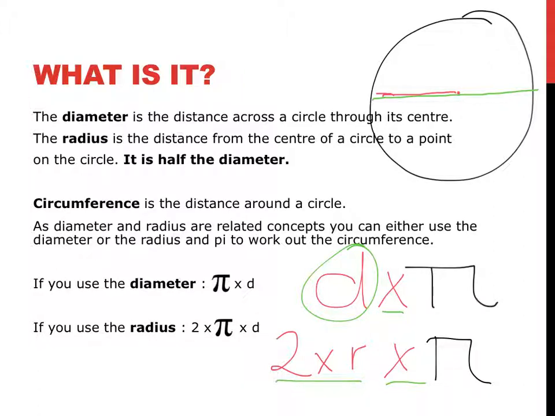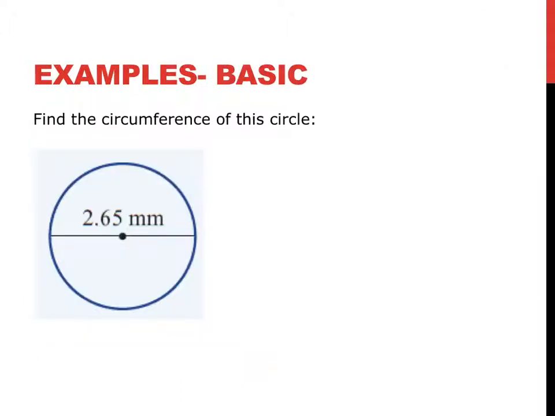Let's have a look at some of the questions you might be asked. I'm going to show you a basic one and then a bit more of a tricky one. This is a basic one. It says find the circumference of this circle. Now it should say two decimal places, that's what that stands for.